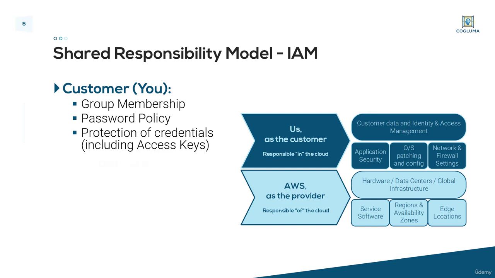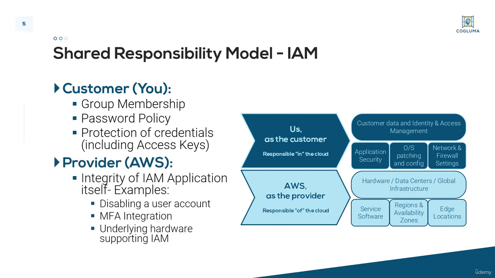For AWS, it's their responsibility that whenever we, let's say, right click and actually disable an account, that account no longer has access. That's a core functionality of the IAM application itself, and so that's their responsibility. Things like MFA integration between MFA and the MFA account and being able to log in, and something like the Google Authenticator being able to authenticate through that. That's part of the MFA integration that is AWS responsibility.